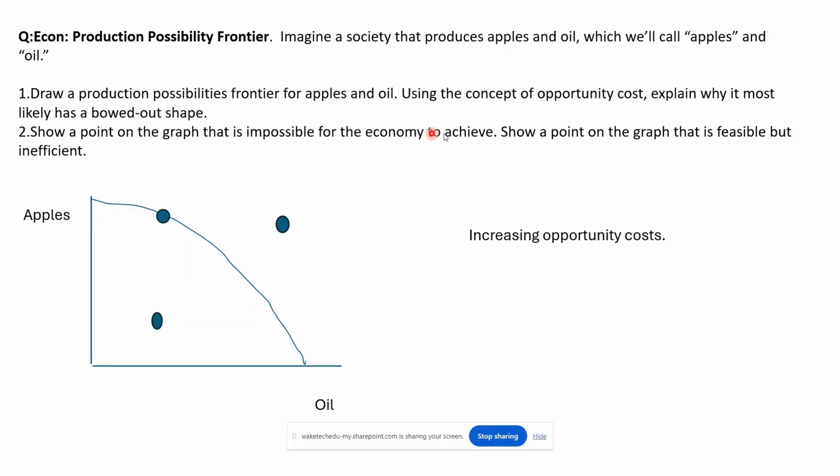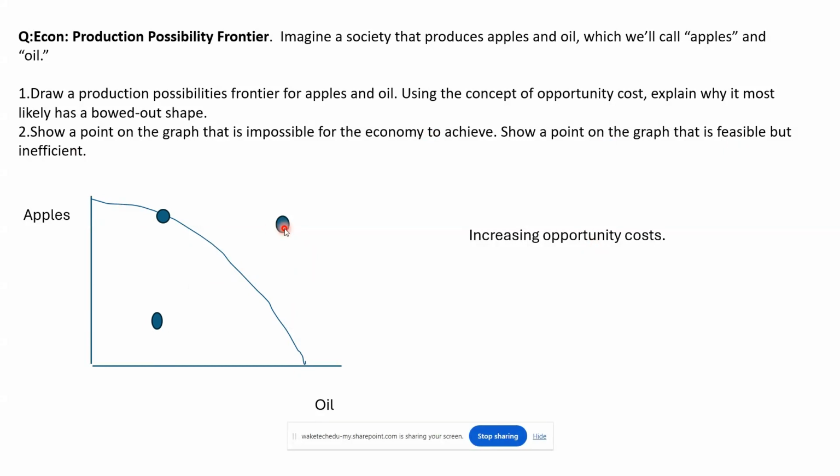Now, it also says show a point on the graph where it's feasible but not efficient. Well, that would be this point right here. We could have this many apples, whatever this number is over here, and this much oil, but we wouldn't be efficient. We're leaving lots of resources unused. We're not at our production possibility frontier or curve. This would be possible and efficient, where you'd want to be on the curve. Any point on this curve is efficient.